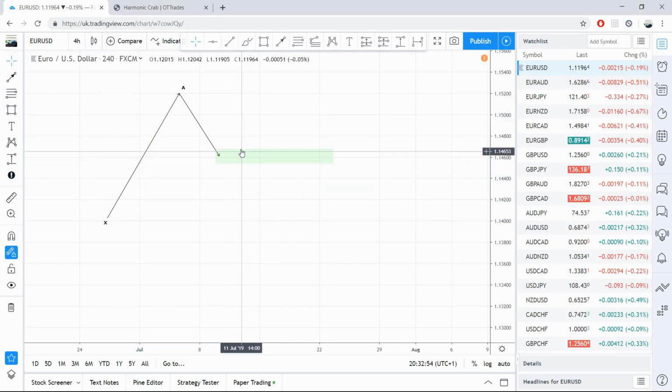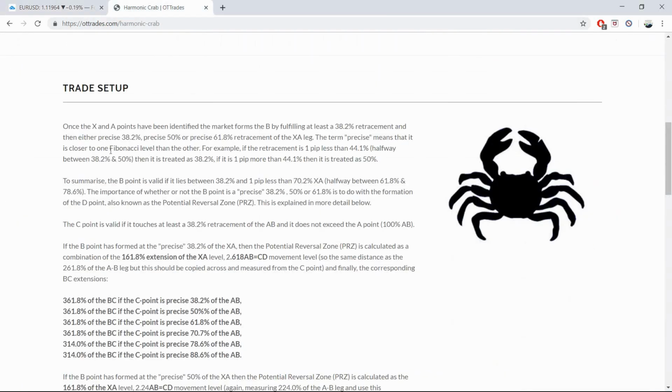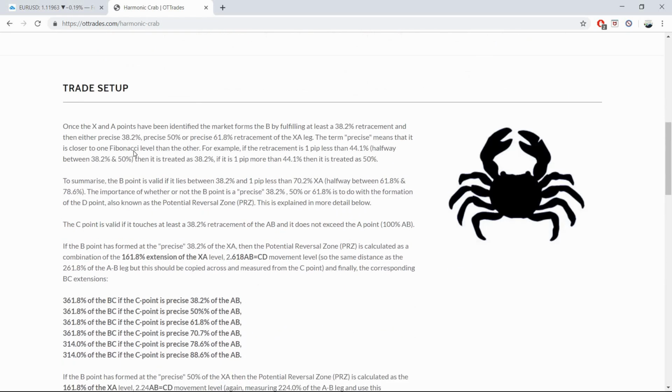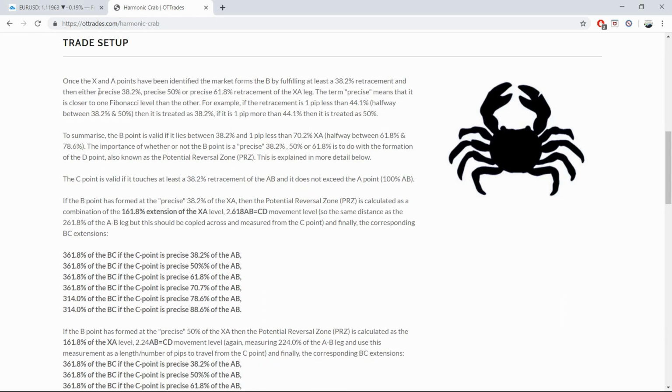Now, you might have seen there that it says it's got to either form a precise 382, a precise 50, or a precise 618. So for the purpose of the B point, it's got to basically form within these three levels here, but that is for the D point. That's going to determine the D point. So the D point is going to be calculated differently based on whether it's precise 382, precise 50, or precise 618 level. Now we'll obviously come to that when we get to the D point, but just to bear that in mind.